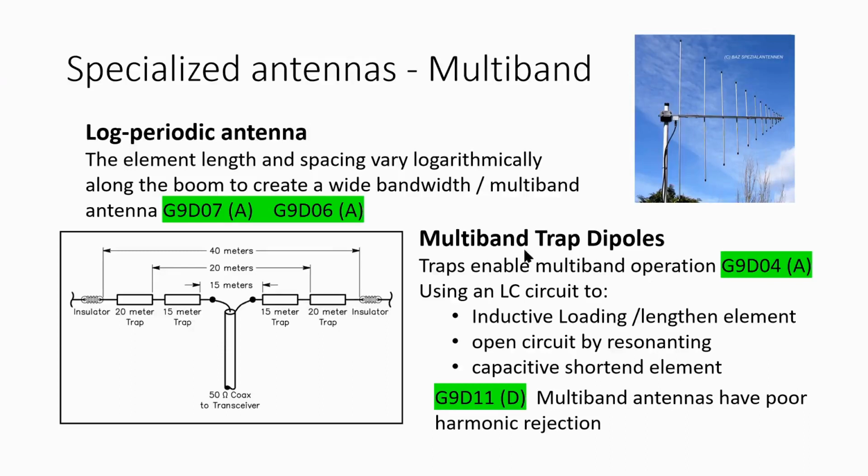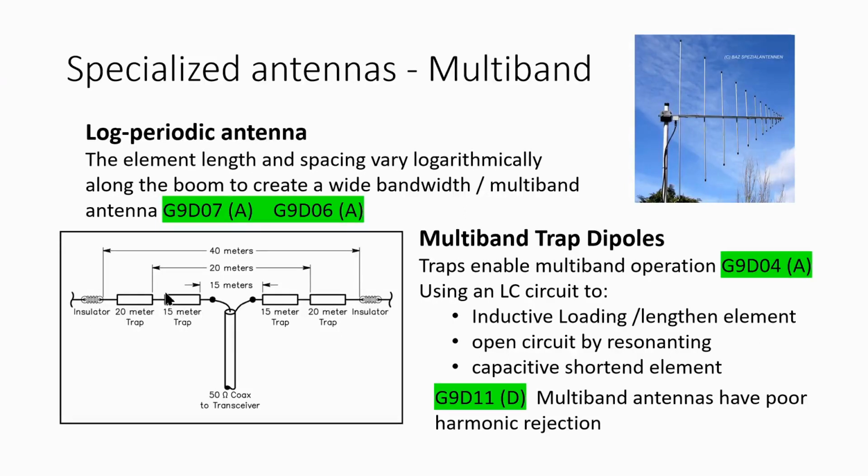Multi-band trap dipoles. These traps use an LC circuit, an inductive capacitive resonance circuit, to either inductively load an element to make it longer, which is what happens with the 40-meter dipole. These loading coils on each side actually fool this antenna into thinking it's longer than it really is when it's got a 40-meter signal coming through it.